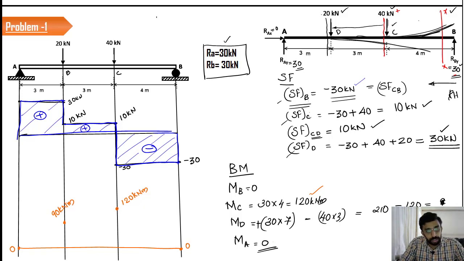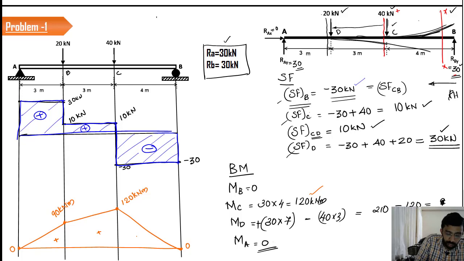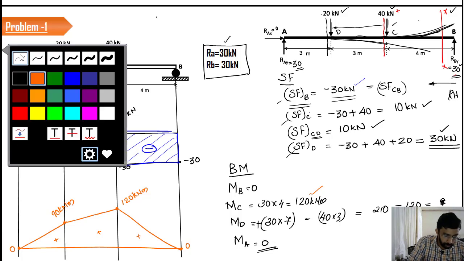So how will we join these 2 points? We know that in order to join these, the bending moment between 2 point loads, we have to use an inclined straight line. So here also inclined straight line, here also inclined straight line. The value is positive at every location. So the bending moment is positive, and if you are interested, you can shade this.